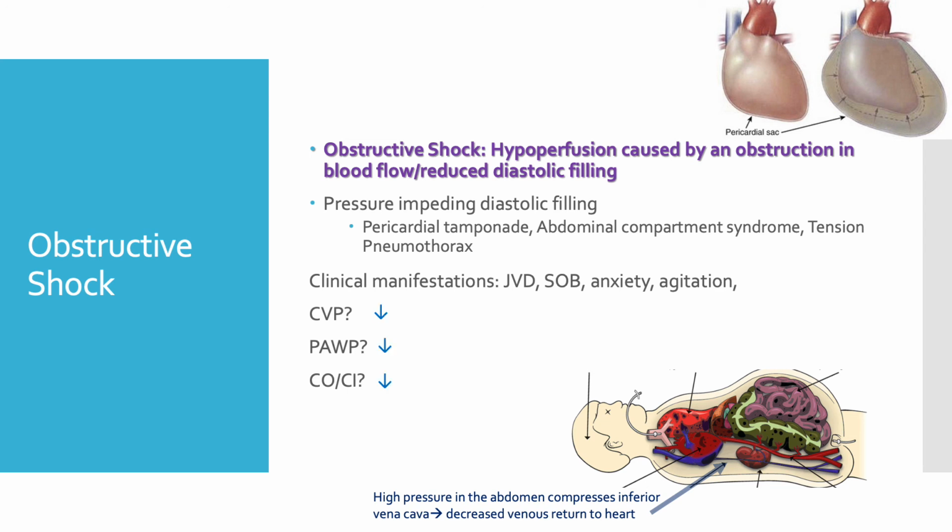They're all low. If we aren't filling up the heart with blood, our preload will be low, our CVP and our wedge pressure. And if we don't fill up the heart, then we won't have much to pump out, so our cardiac output and cardiac index will be low.